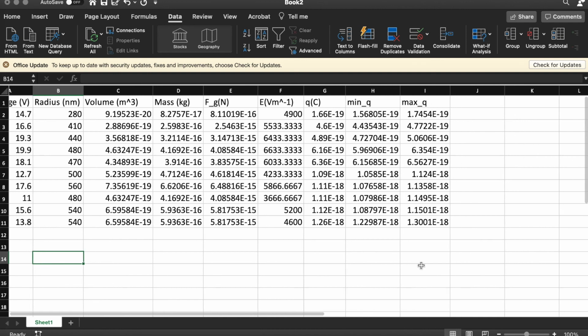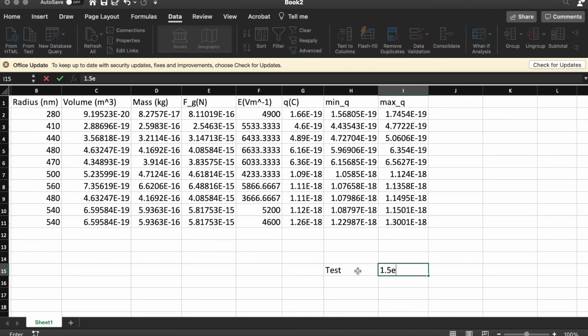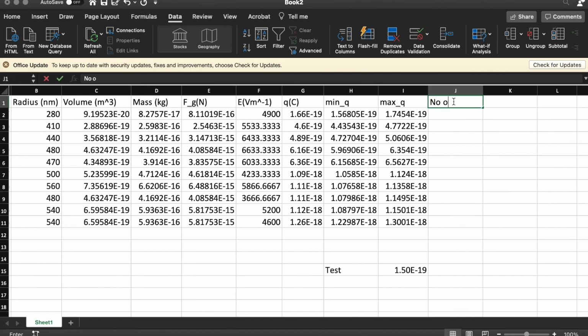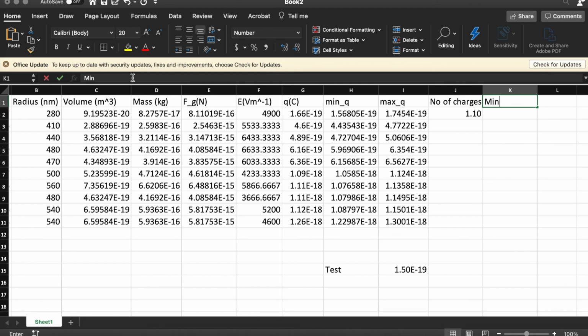Enter a test value for the charge of an electron in a cell. In this case, 1.5 times 10 to the minus 19 has been entered into cell I15. To determine how many electrons have been added, divide the charge in each row by the test value. Use the dollar signs in your formula to lock the cell reference. Repeat this for the minimum and maximum charges. Now fill down.